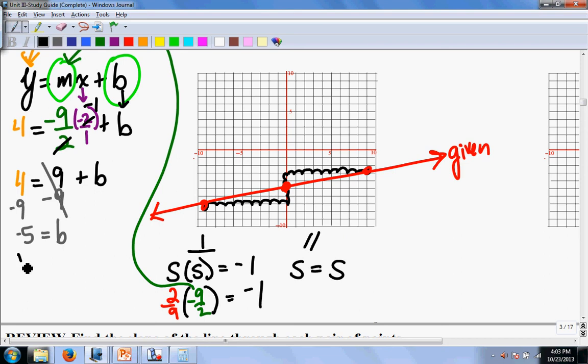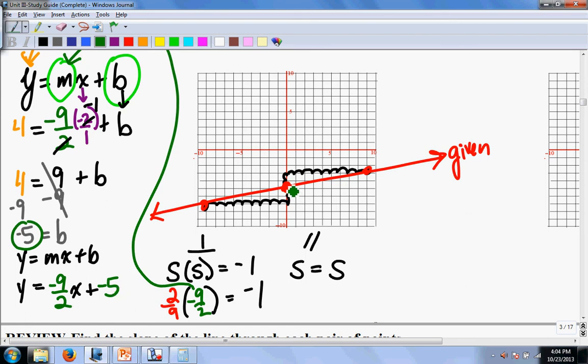Now our equation is y equals mx plus b. So we have y equals our new slope, which is -9/2, x plus our new b, which is going to be -5. Now let's graph that desired line and see if it works.